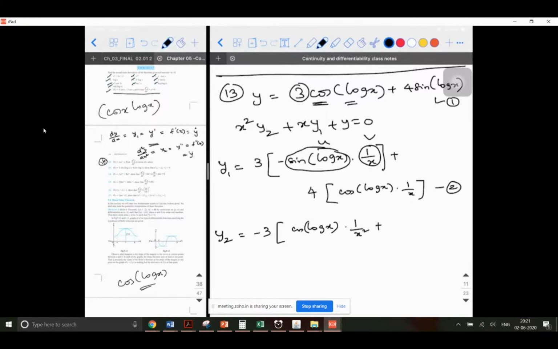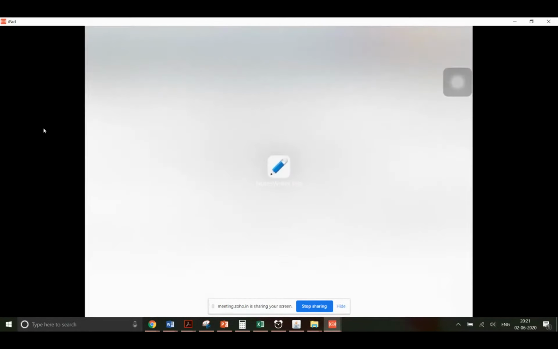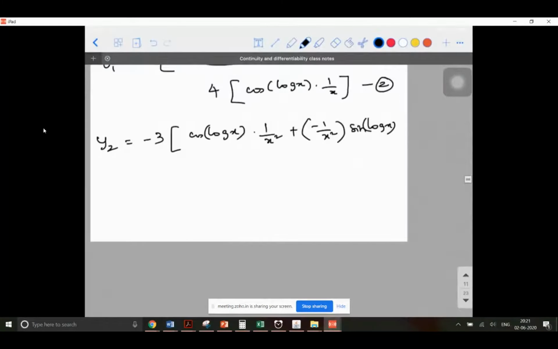Plus v dash u. What is the derivative of 1 by x? Remember, the derivative of 1 by x is minus 1 by x square. You can remember this. So it is minus 1 by x square into sine of log x. Okay, I'll close the sheet. Into sine log x.